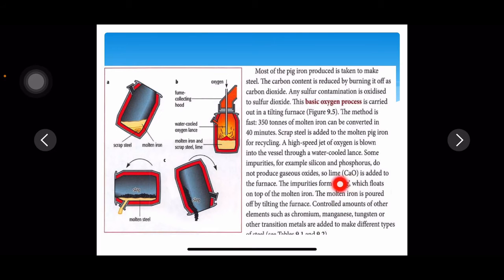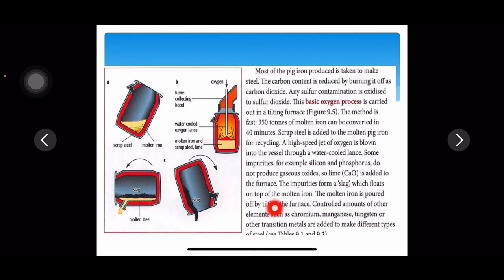Again, calcium oxide is added to remove any kind of impurity. CO2 and SO2 can escape as gases, but silicon and phosphorus oxides are solid. They do not make gaseous oxides, so calcium oxide is added to remove them by neutralization process. They will make slag and they will float on the top of the molten iron again.